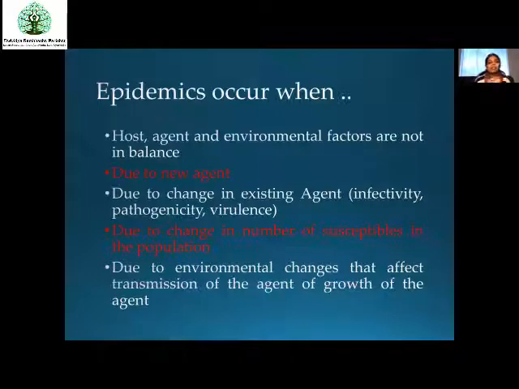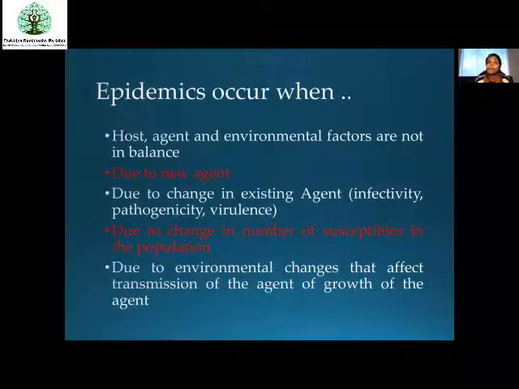Now, it can also occur due to change in existing agent, like infectivity, pathogenicity, or virulence. So COVID was actually a strain which was already there. Coronavirus was already present, but COVID-19 was a sudden change in the agent. The infectivity, the virulence, or the pathogenicity is very high. That is why it has become a pandemic, or else it wouldn't have infected so many people, right? So this is how it affects.